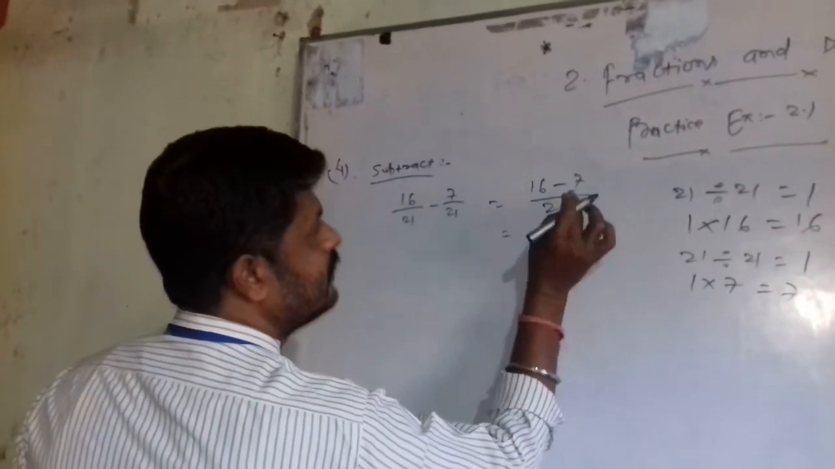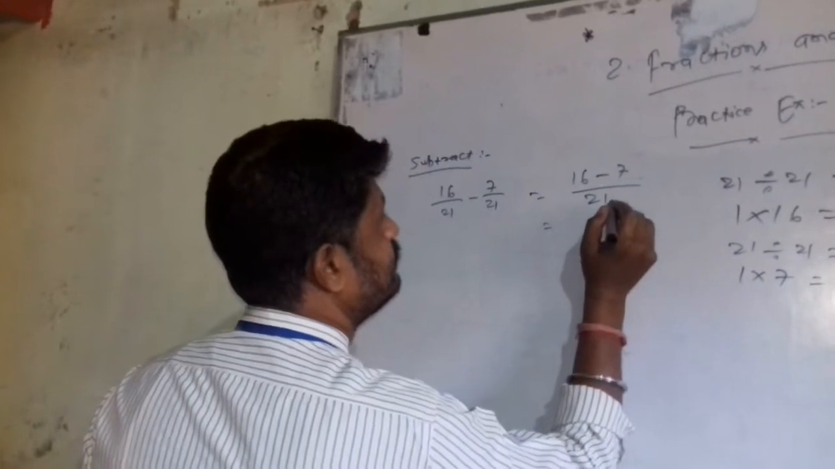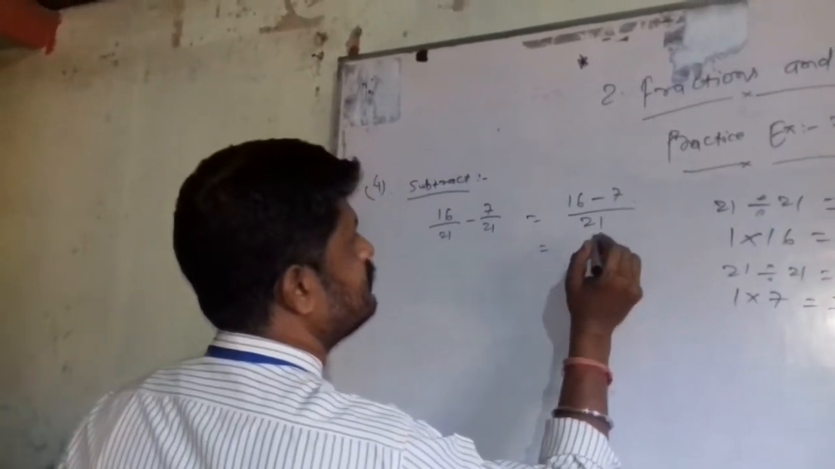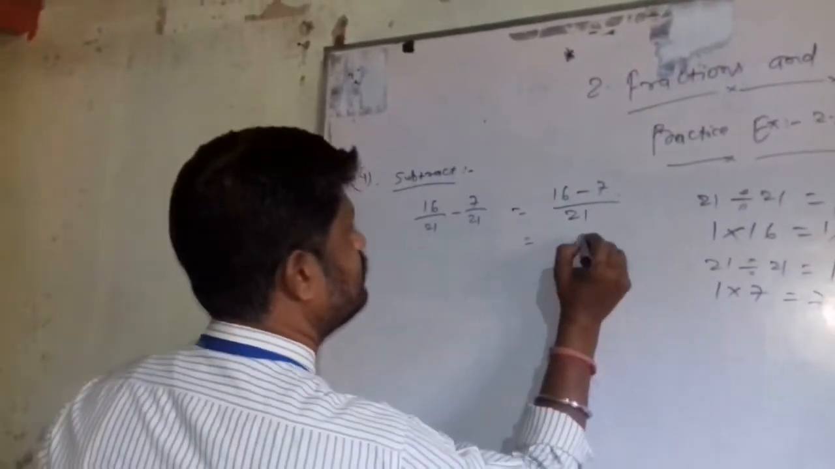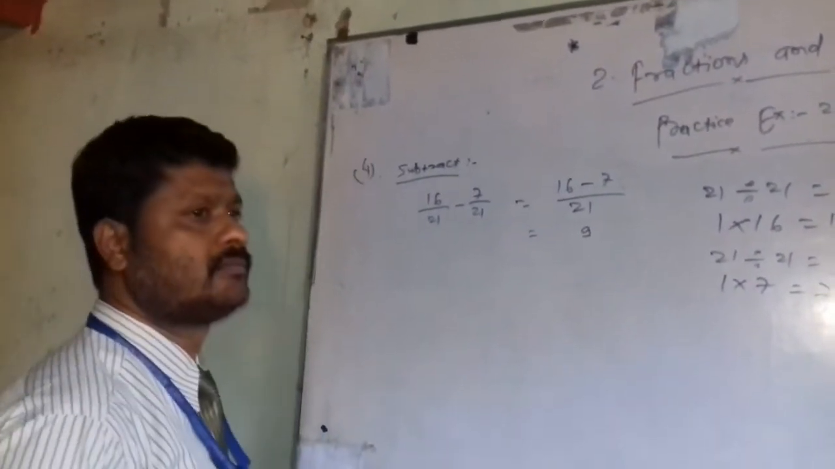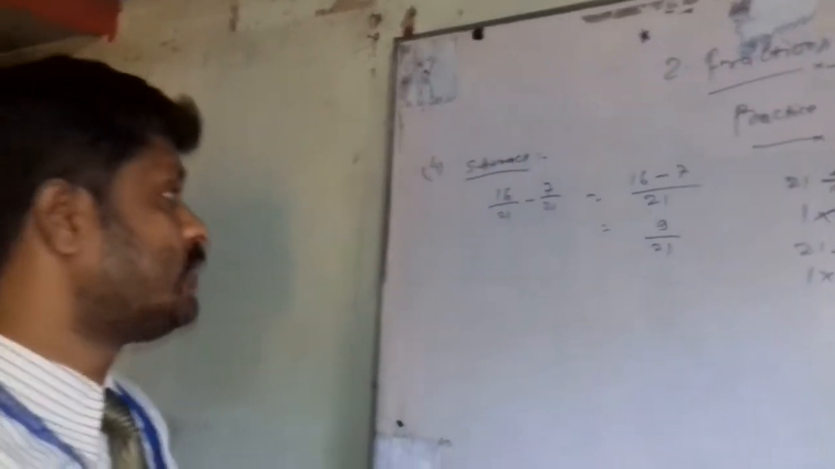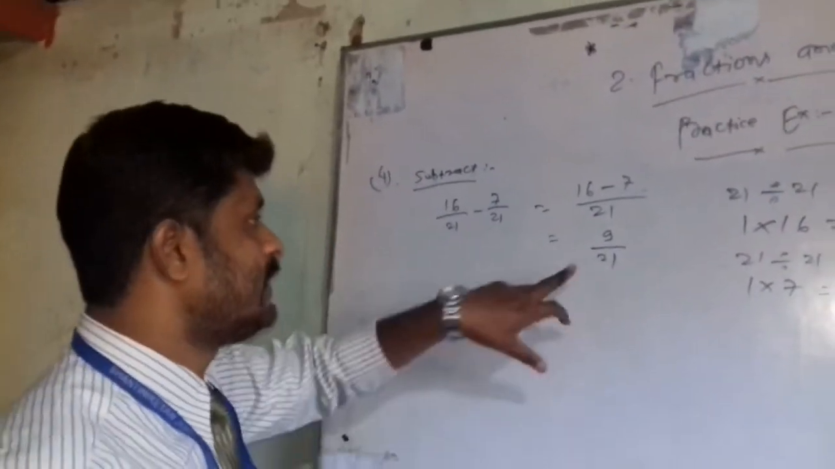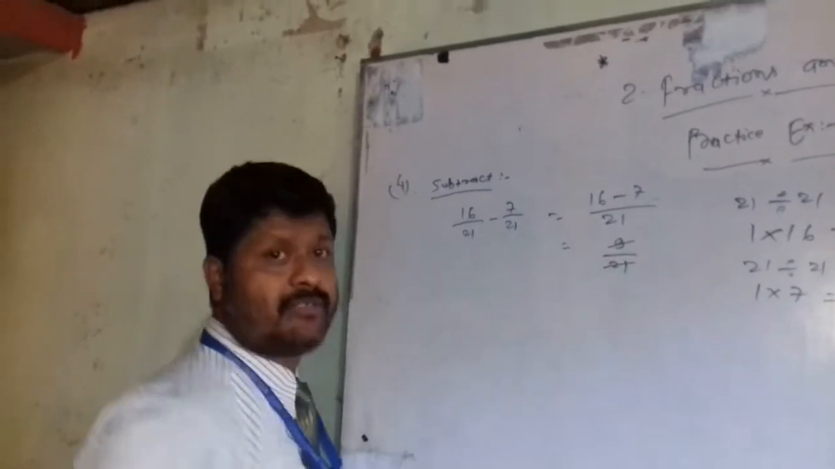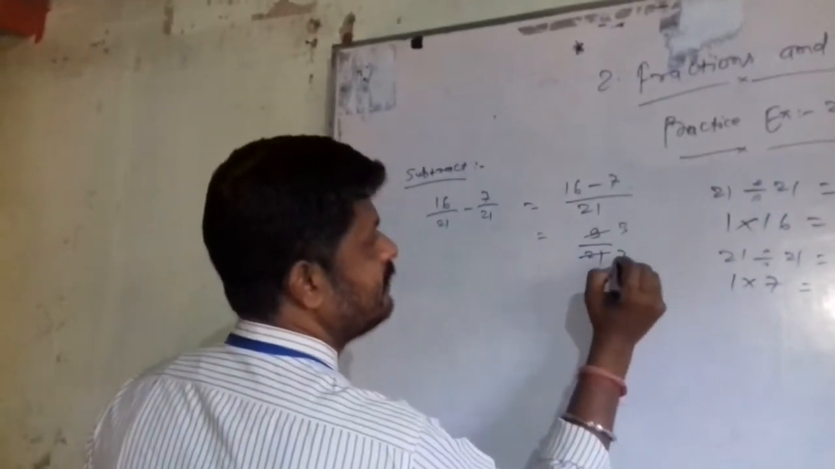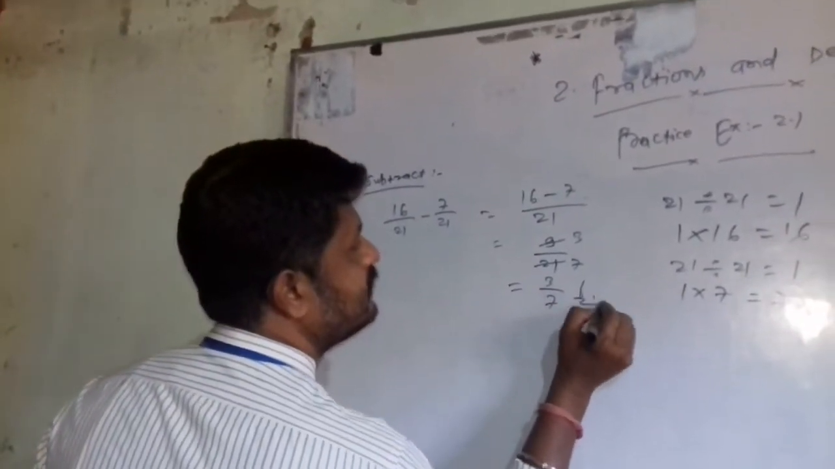Here we have to subtract 7 from 16. And then we get 9 by 21. 9 by 21, and this is divisible by 3. 3 3s are 9, 3 7s are 21. So 3 by 7 is your answer.